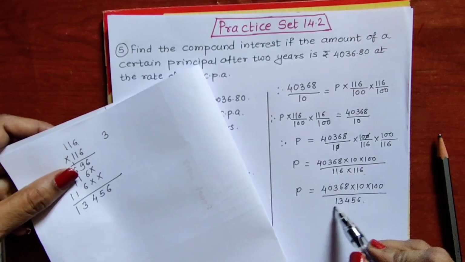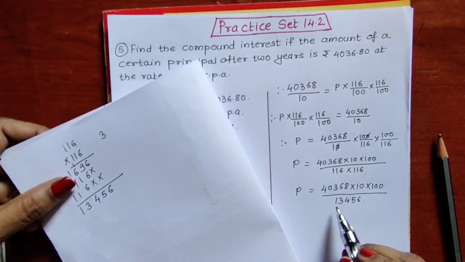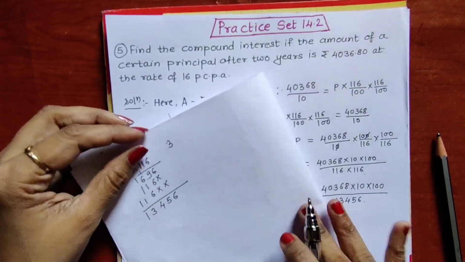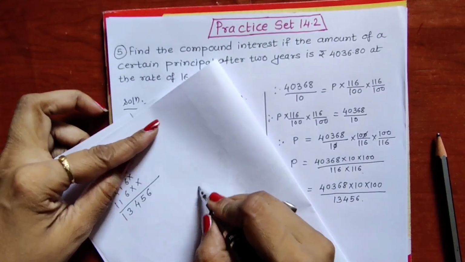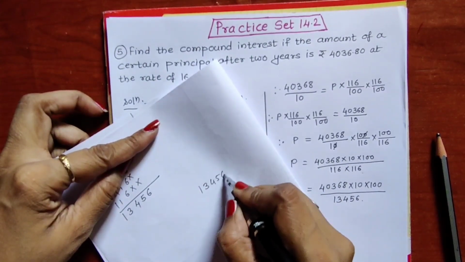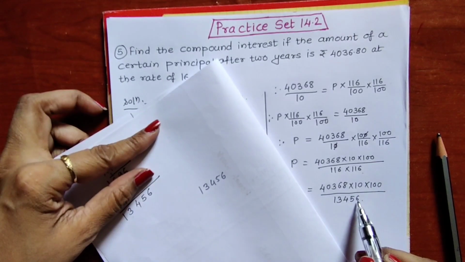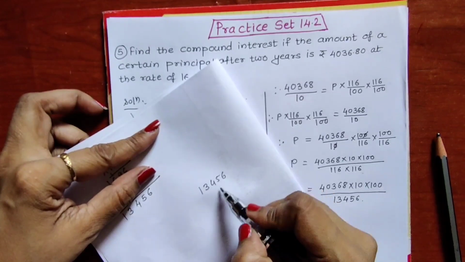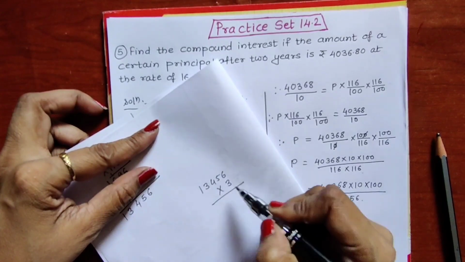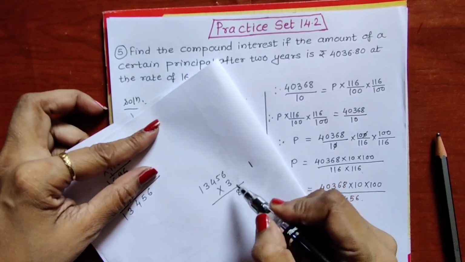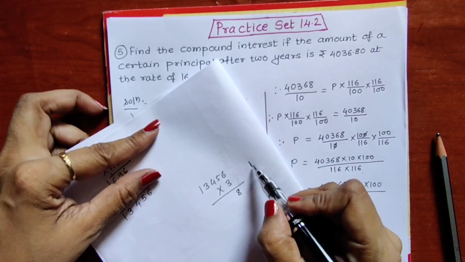Now see children, we have to cancel here. So instead of cancelling by small number, let me show you one tricky thing here. 13456. Now see here 8 is there, here 6 is there. We all know 6 3s are 18. So let us try to multiply it by 3. So 6 3s are 18, 1 we are getting carried 1.